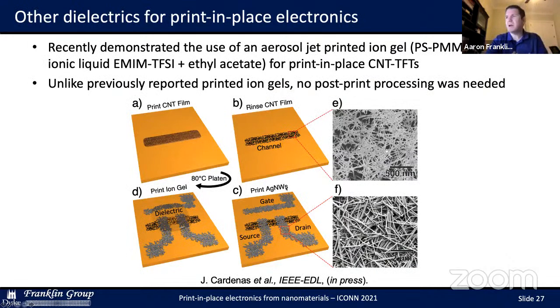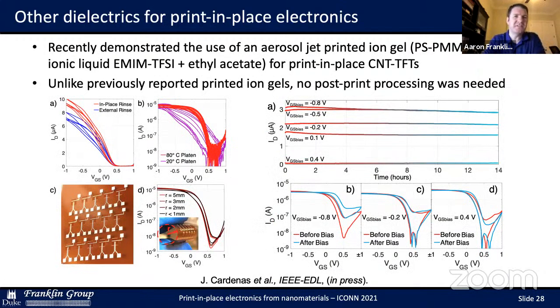So the last thing I want to cover, and I'm getting close down to time here, is a result that's coming out in the next week or two in Electron Device Letters, where we made this print-in-place process work with an ion gel, a very popular electrolyte type dielectric that we adapted for aerosol jet printing. And the result was we were able to show that without any post-print processing, we could yield these devices that were still able to show stable operation over the course of extended bias stress duration.